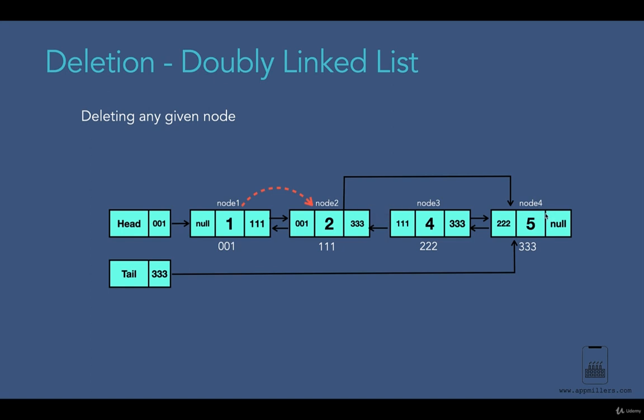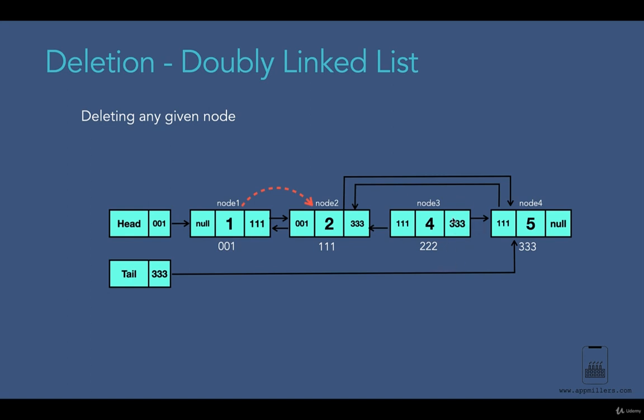Now the next thing is we have to create a backward link from node 4 to node 2. So we have to update the previous reference of node 4 to the physical location of node 2. Now the physical location of node 2 is 111, so we are going to update the previous reference of node 4 to 111, and with this we are creating a backward link between node 4 and node 2, and the backward link from node 4 to node 3 gets destroyed.